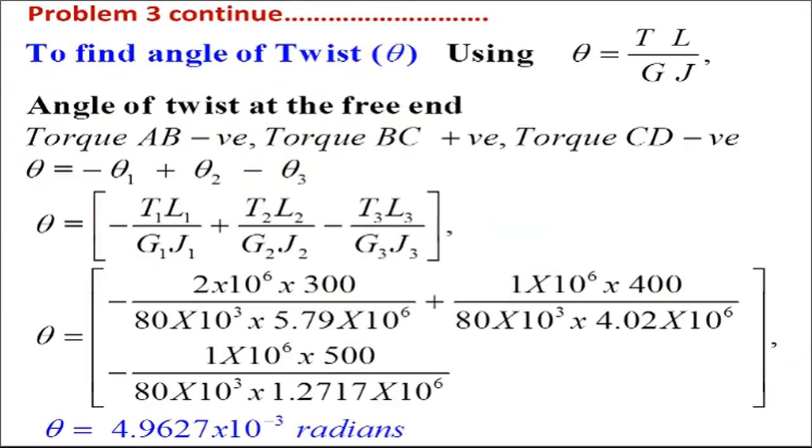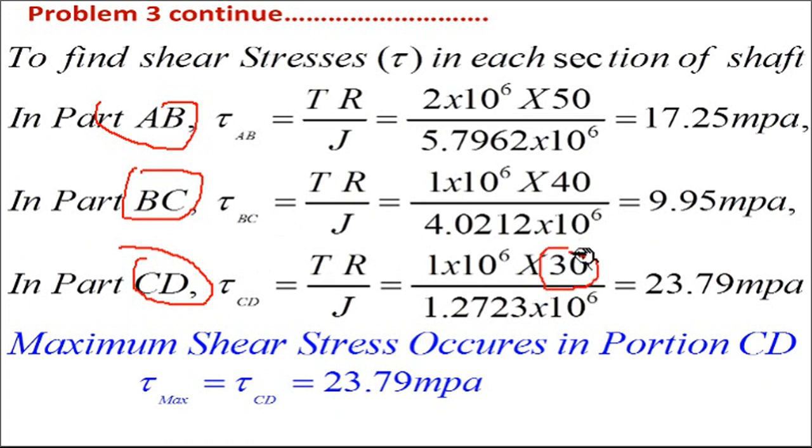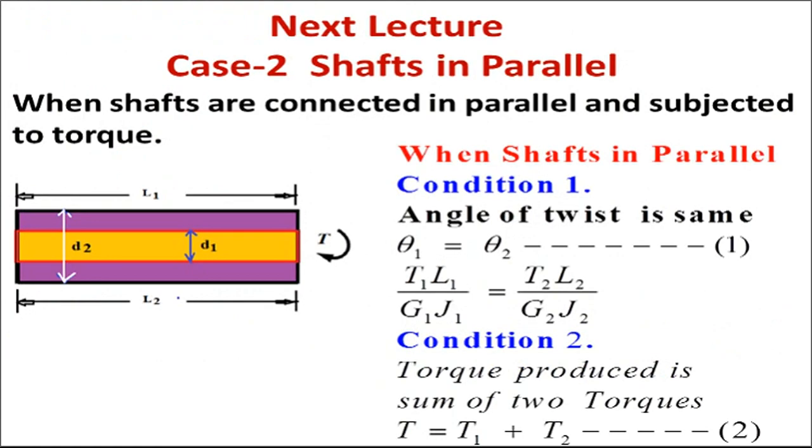No need to show this calculation for all the three parts. It is not necessary for EB and BC, because CD is the outer portion having the lesser diameter of 60 mm, or radius of 30 mm. So definitely shear stress will be maximum in the lesser diameter, and that's why this is the maximum value of shear stress. Okay, so in this way you have to solve the problem when shafts are kept in series.